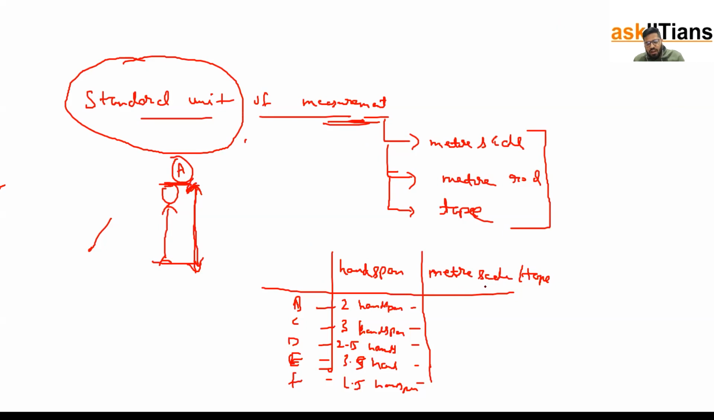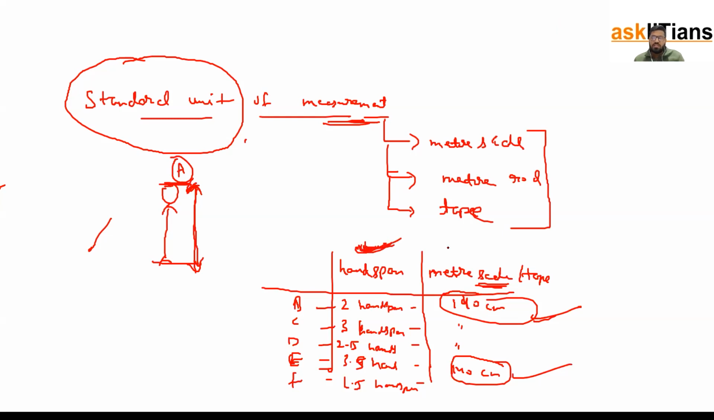So now if they try to measure the length with a meter scale or any tape, suppose B is getting 140 centimeter. Now all will report the same value of 140 centimeter. Why? Because they are now using a standard unit which is known as centimeter. So everyone will get the same answer. This is the advantage of using standard units of measurement, because in the left side column, handspan, every individual has a different length of handspan. So what is measurement? Measurement is comparison of one unknown quantity with a known quantity. Now we have made the known quantity a standard unit.